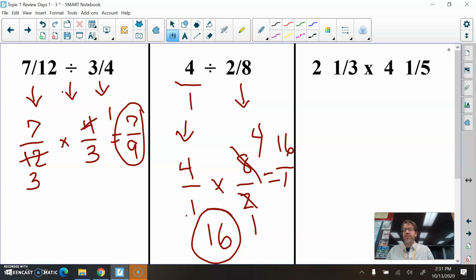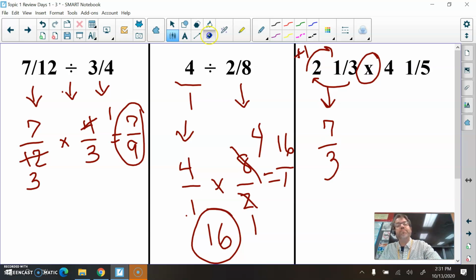Do I need to do anything with reciprocals here? Oh, wait a second. This one's already a multiplying problem, isn't it? So again, I don't have to do anything with reciprocals because it's already written in multiplication mode. So all I need to do is just change these into improper fractions. So let's try it. 2 1/3, I take 3 times 2, which is 6, add 1, which is 7, and put that over 3.